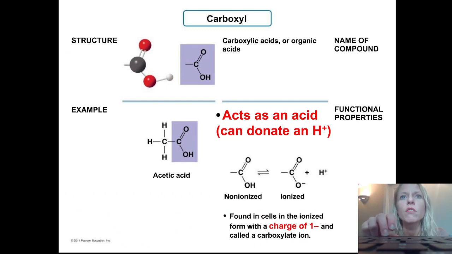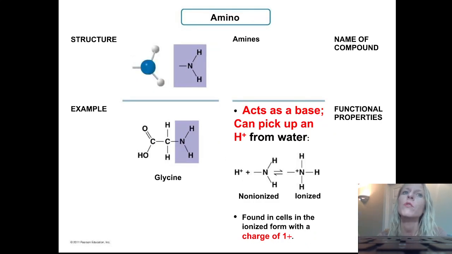Okay, carboxyl. This is an example of one of these groups. This usually appears in carboxylic acids. An example here is acetic acid, and it acts as an acid. Okay, aminos. These are often associated with amino acids. They can act as a base. They can pick hydrogens up from water.